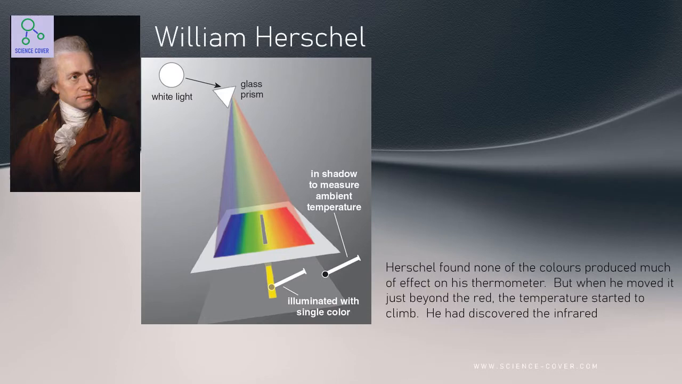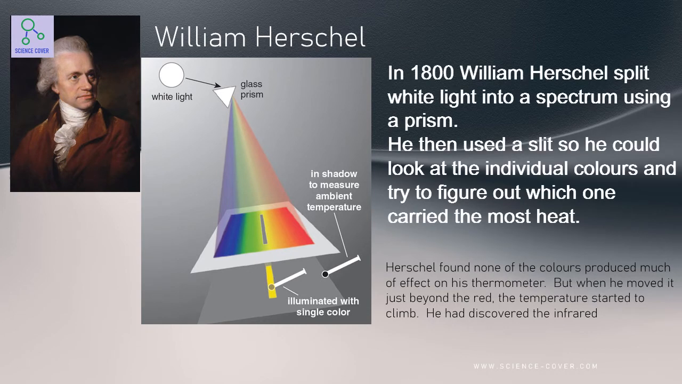In 1800, William Herschel split white light into a spectrum using a prism. He then used a slit so that he could analyze individual colors of light and figure out which one carried the most heat. Herschel found none of the colors produced much of an effect on his thermometer, but when he studied an area just outside of the red, temperature started to climb. He had discovered infrared.